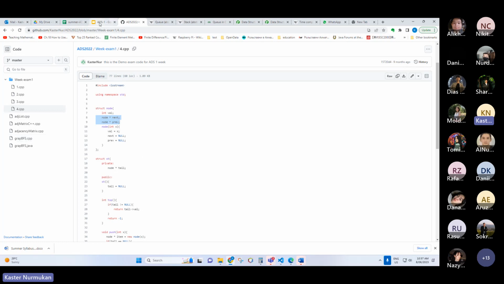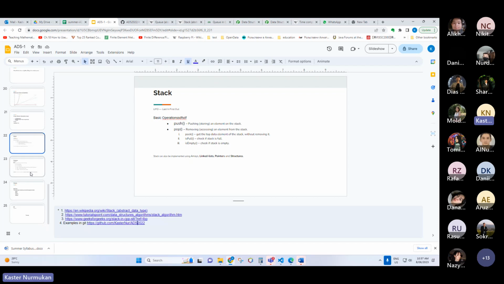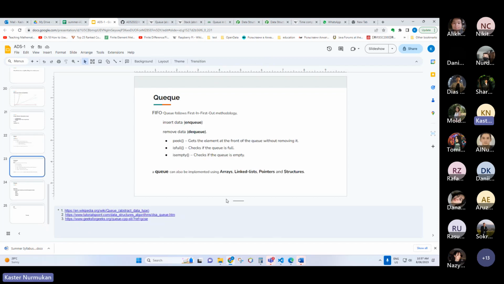Those can be useful. Okay, let's move to the queue, right? Queue is another kind of special data structure compared to stack. Queue is first in, first out. Actually, it is whoever comes first gets served first.